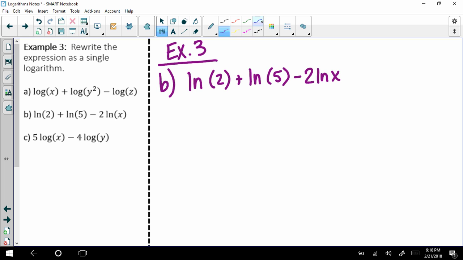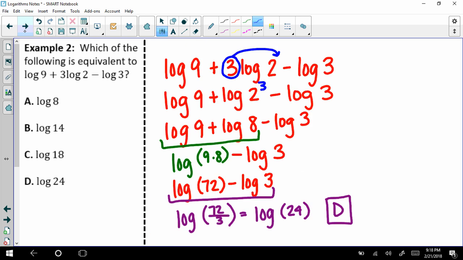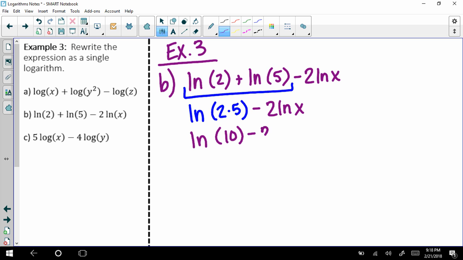Okay, so I'm going to take it piece by piece. So I'm going to do these first two together. So it's addition. So remember that means if I'm going from addition to one log, then it's multiplying. So then we're going to do natural log of 2 times 5. And then we still have that minus 2 natural log x. So if I clean this up a little bit, this will be natural log of 10 minus 2 natural log of x. Now we also see that we have a number multiplied in front.